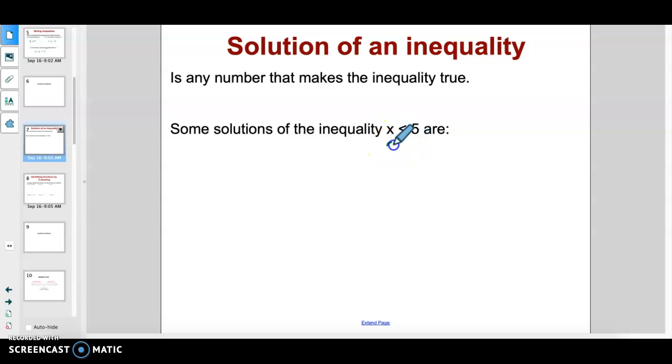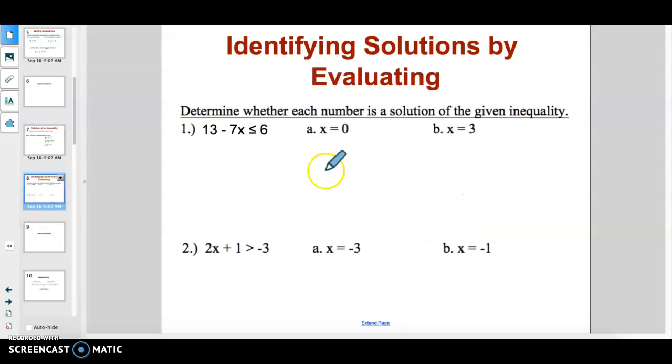So for example, if I plug in a 3 for x, 3 is less than 5. That's true. If I plugged in an 8, 8 is less than 5. That's not true. So that would be false, so that's not a good example. So any number that you can plug in that's going to be less than 5 is going to be a solution of this inequality.